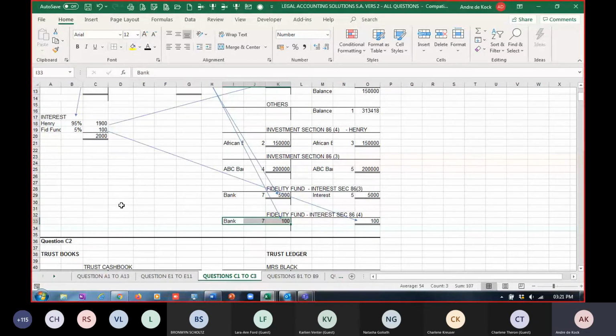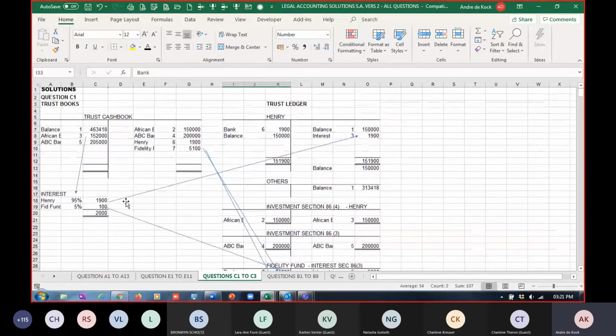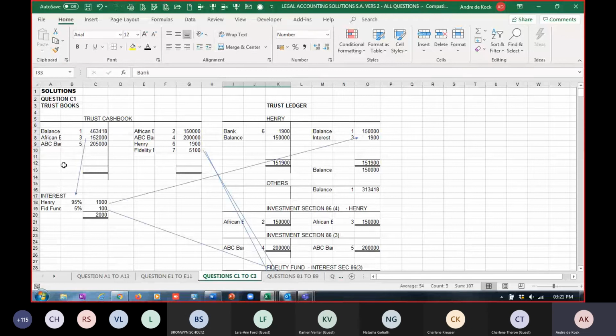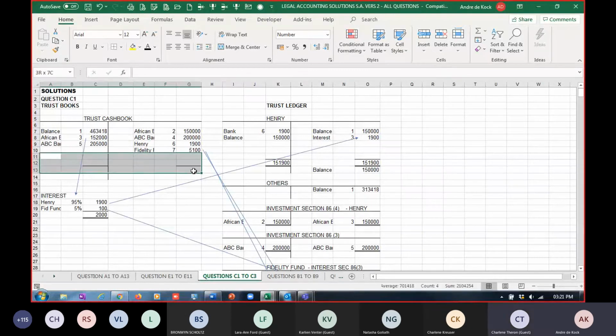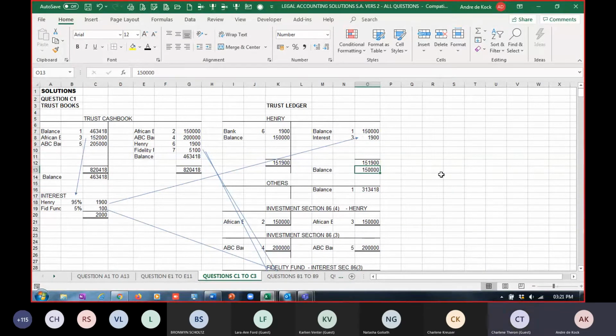Is that all right with you? And then, of course, in the trust banking account, we'll have to see what is in the bank account here. We're now back to having the 463,418, which is made up of the 313 plus the 150.